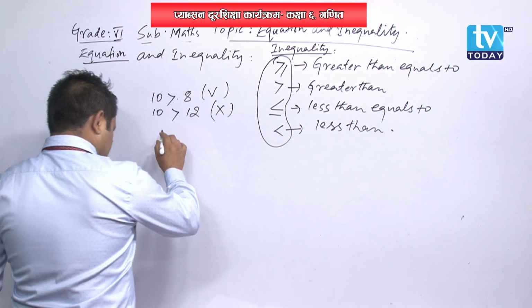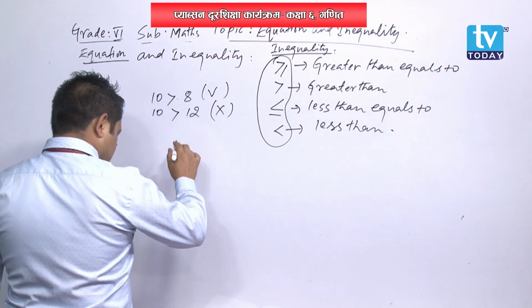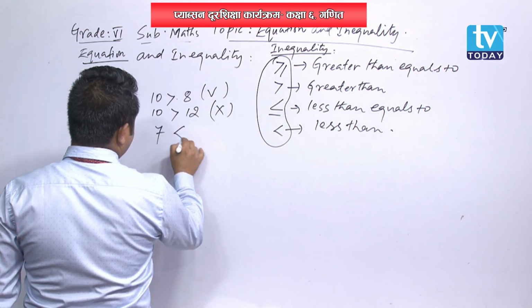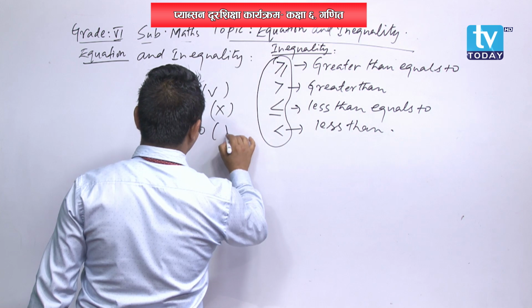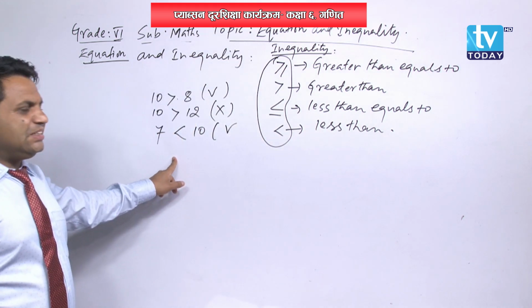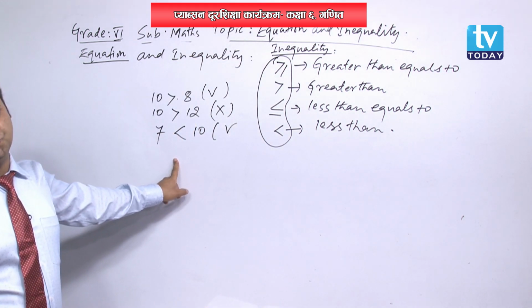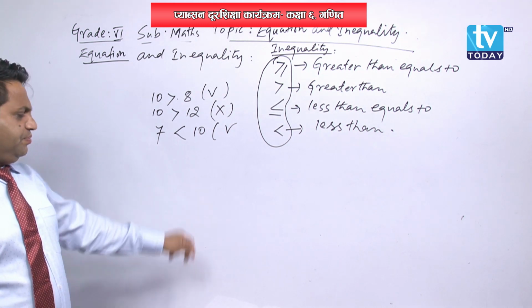Another example, 7 is less than 10. This is also true. You can check here. Is that clear?